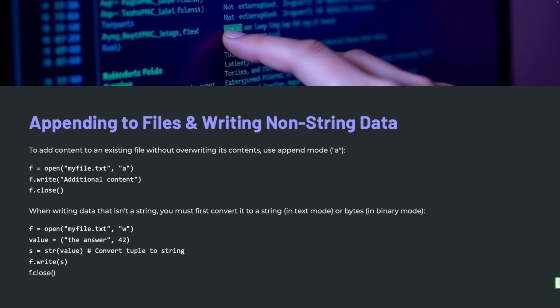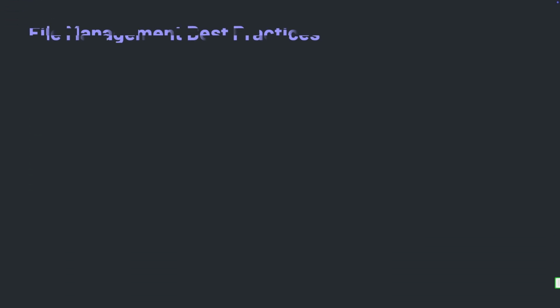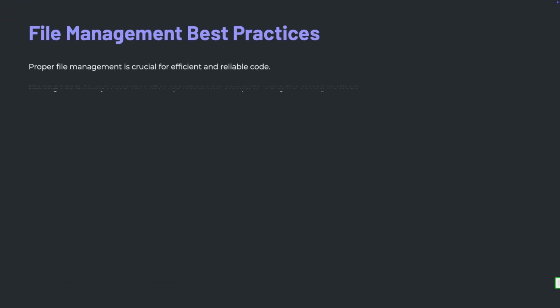What are some best practices, some do's and don'ts that we should keep in mind when working with files in Python? The number one best practice, and our source material hammers this home again and again, is to always close your files when you're done with them, using that close method we discussed earlier.